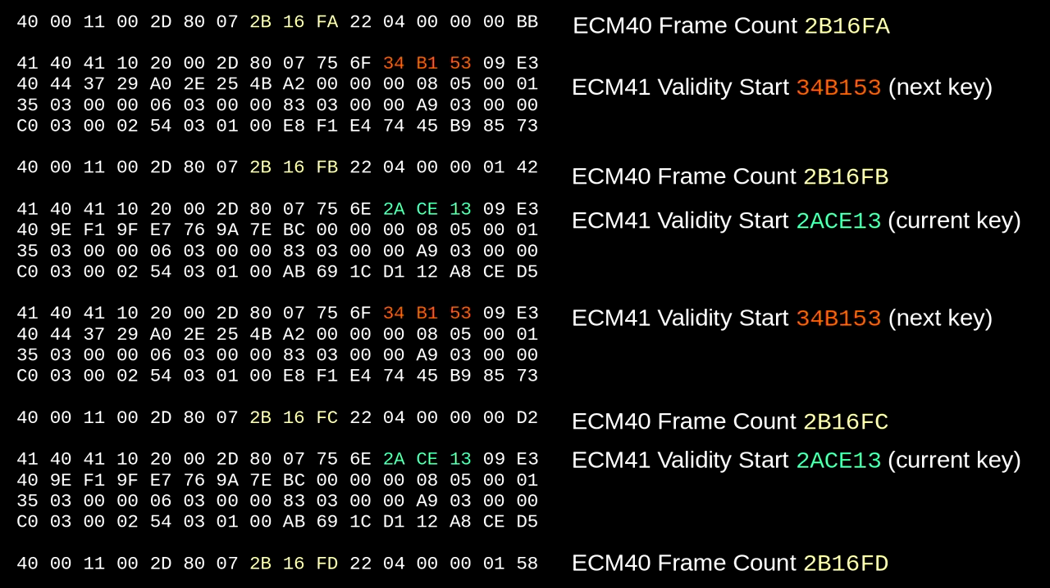Until the ACP receives the ECM41 with the current key, as well as an ECM40 with the frame count, it's not yet possible to decrypt the transport stream. The working keys have a short lifetime, only 133 milliseconds. The series of ECMs shown here all would happen within a period of half of a second.